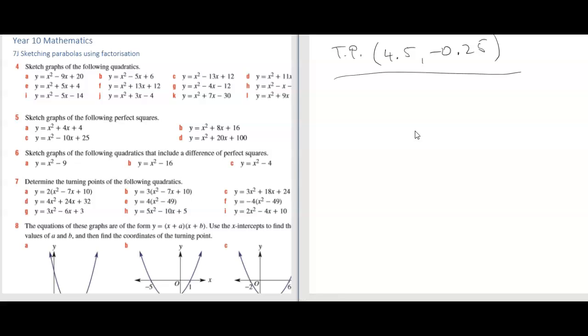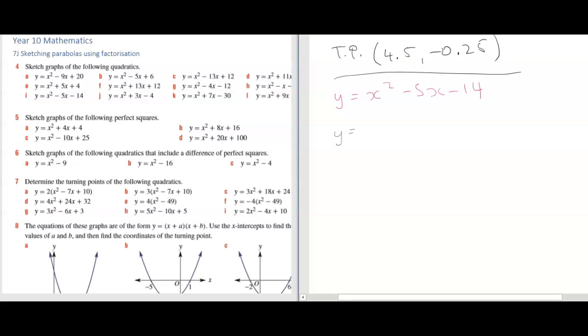Okay, let's do a harder one. I haven't even decided whether that's hard. I just looked down. So y equals x squared minus 5x minus 14. Okay, so two numbers that when multiplied give you negative 14 and when added give you negative 5.